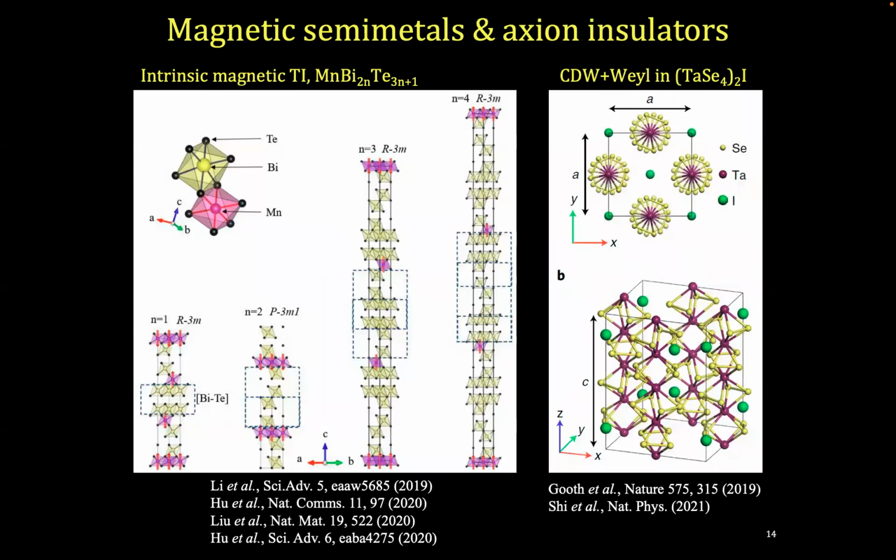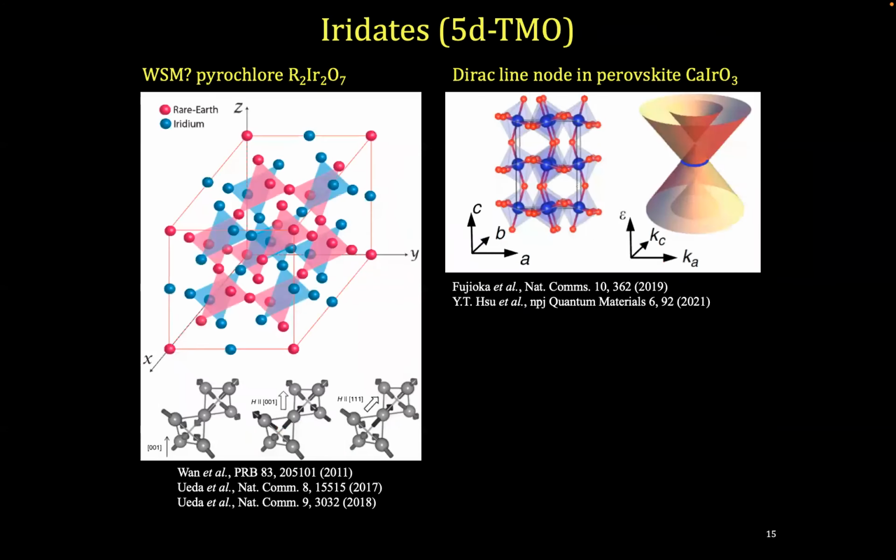And further, you can also introduce magnetism or charge density wave combined with the topological semi-metal. For example, for this particular structure, you can find the axion insulating state. And in this case, by using CDW, you can create a Weyl fermion state. The list can go on and on.